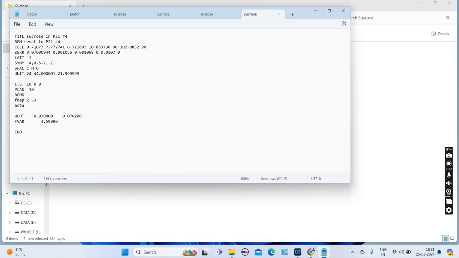The next row should be here, Z is there. This you can edit actually. This should be 2. The reason is P21 has two formula units. Next, all these are standard deviation associated with given lattice parameters. This is a structure factor. There are carbon, hydrogen, oxygen atoms. Then how many least square refinement, all these things are there. You can keep as such.